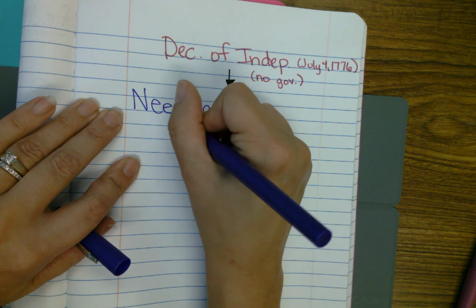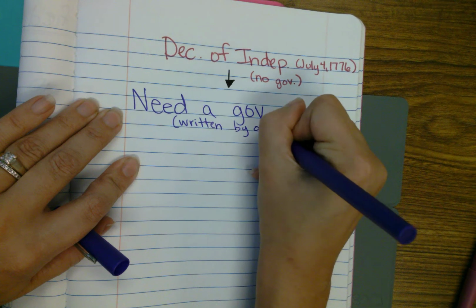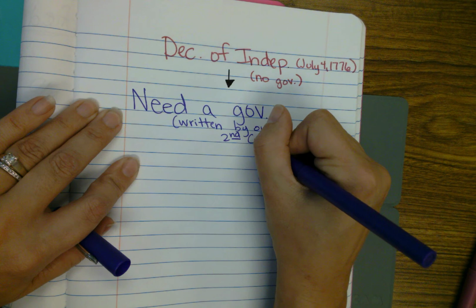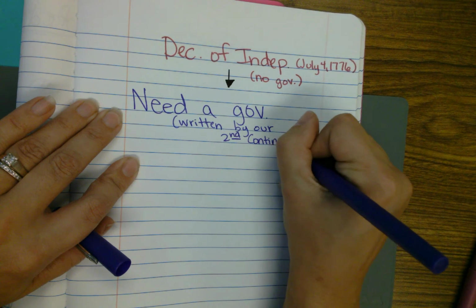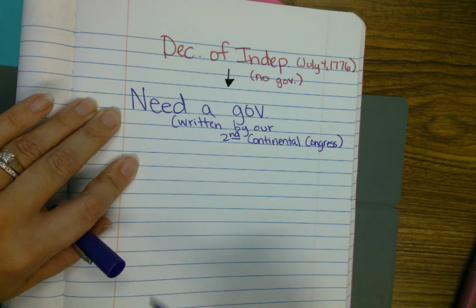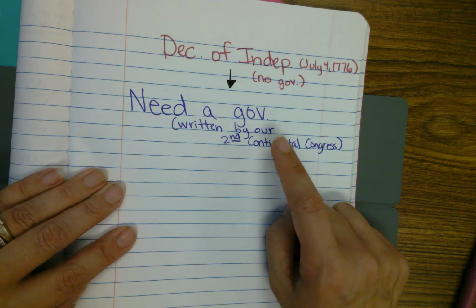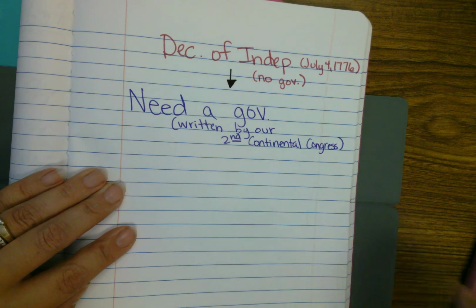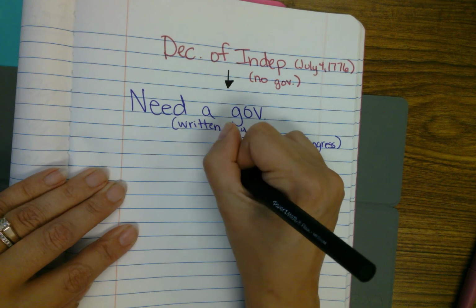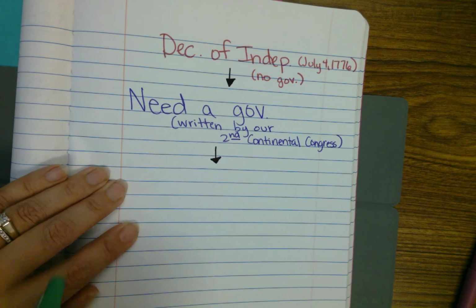It is going to be written by our Second Continental Congress. There are representatives from the colonies. They're going to work together to hurry up and give us a new government, to make sure that we have a government during the Revolution and after. And so what are they going to give us? Well, they decide to give us a government in which they believe will be good for the American people.